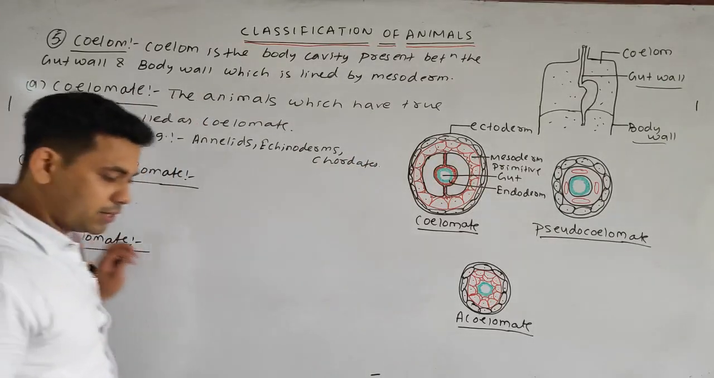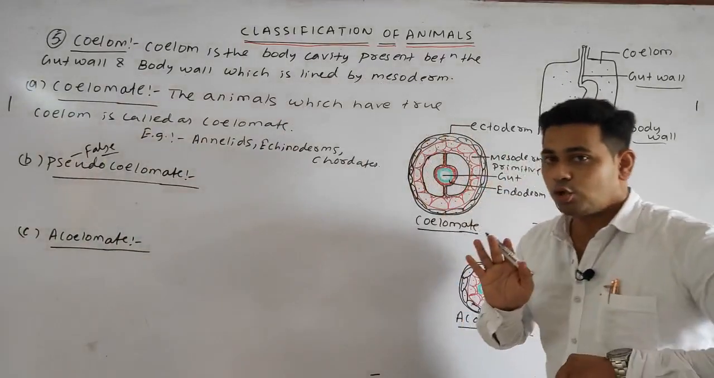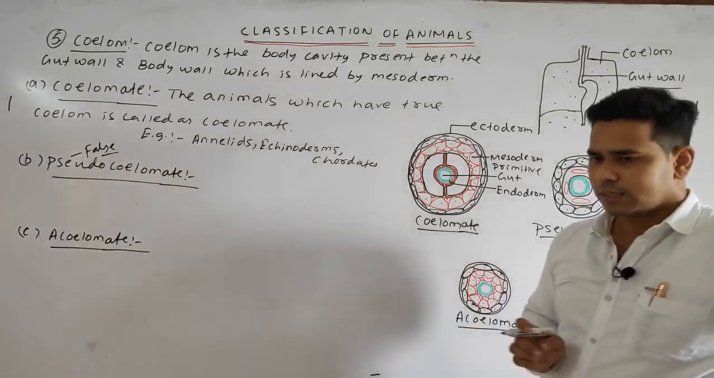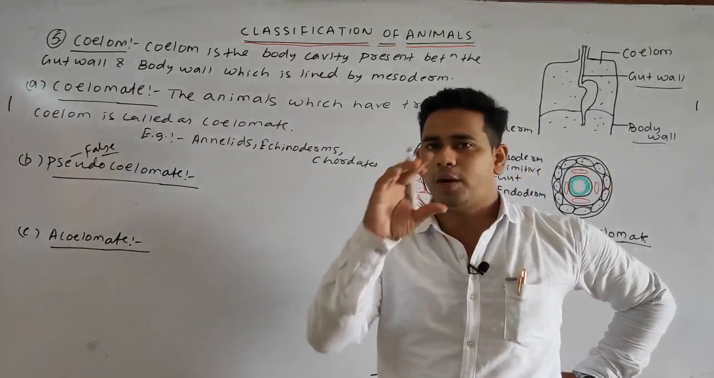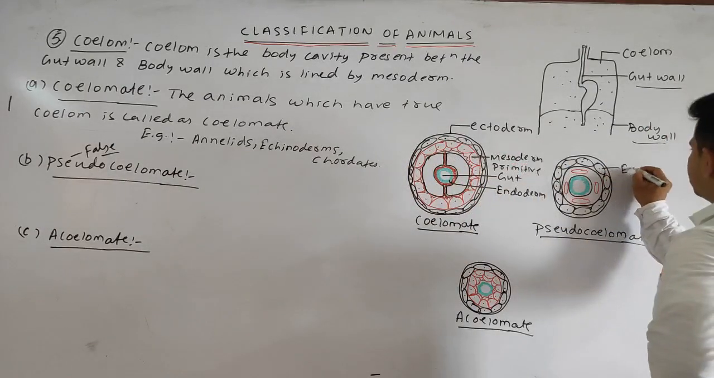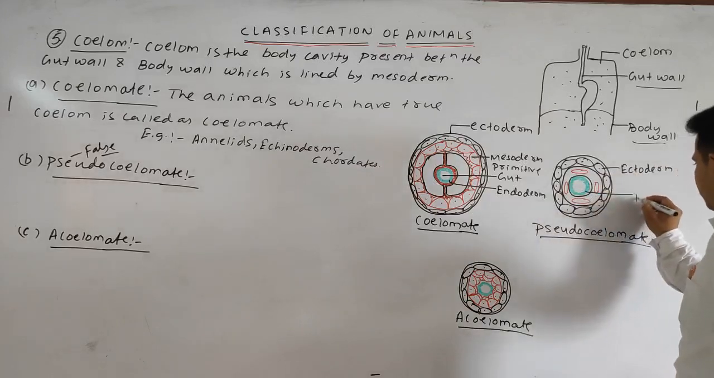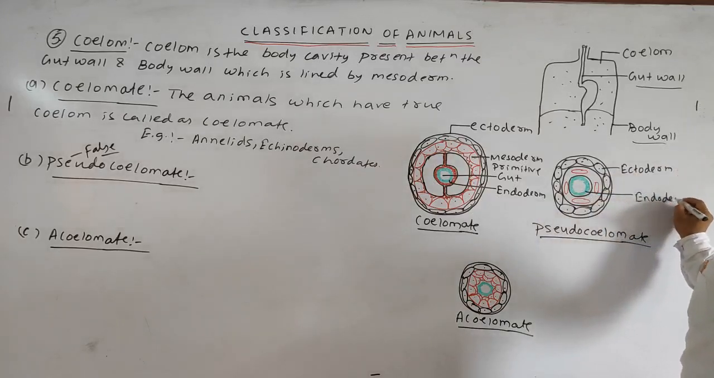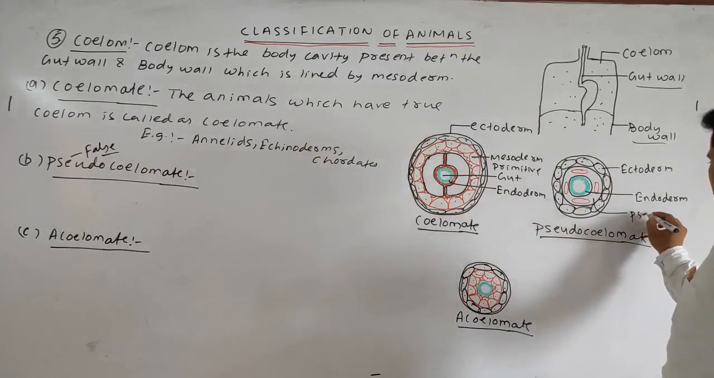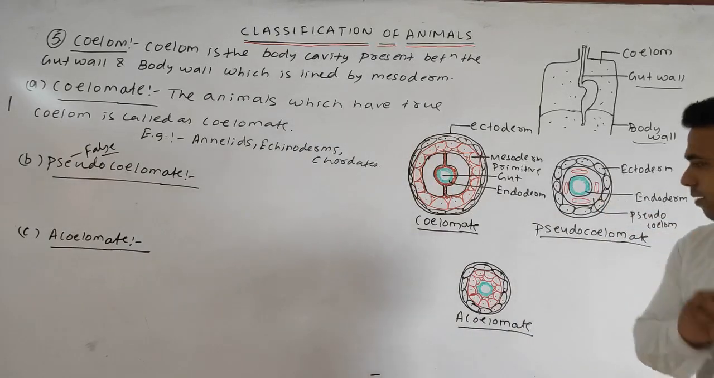Pseudocoelomate means, you know, students, pseudo means false. Coelom is present, but it is not the proper coelom. So we can say the pseudocoelom. See, what I have told you, students, that the coelom should be properly lined by the mesoderm. See, here ectoderm is present, simple. Endoderm is present, simple. Okay. This one is your pseudocoelom. Why pseudocoelom? I will tell you.